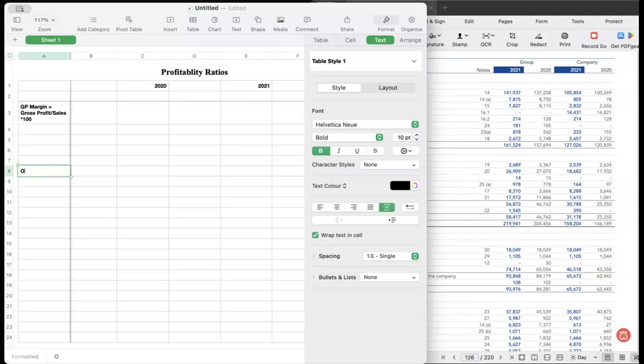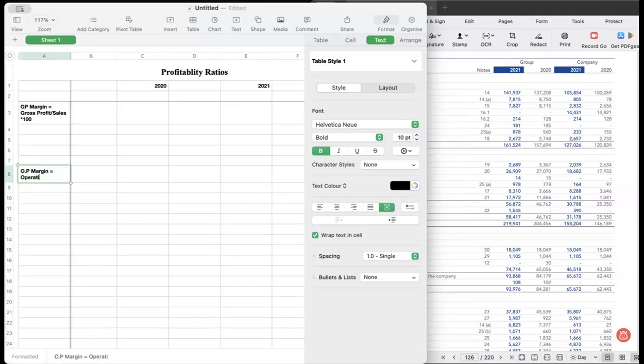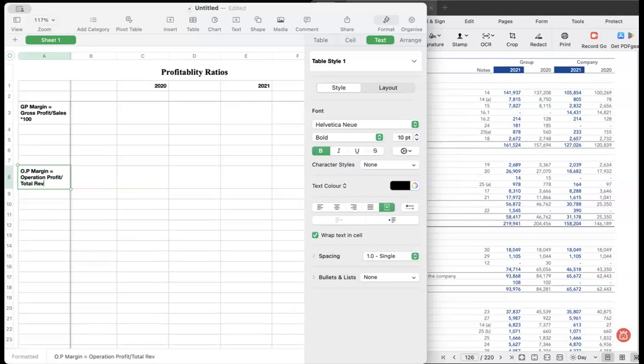So just put OP margin, which is equal to operating profit over revenue or sales. Revenue, sales means the same. So here I will use the term total revenue, just so that you get the fact that you can use it interchangeably. So operating profit divided by total revenue into 100.